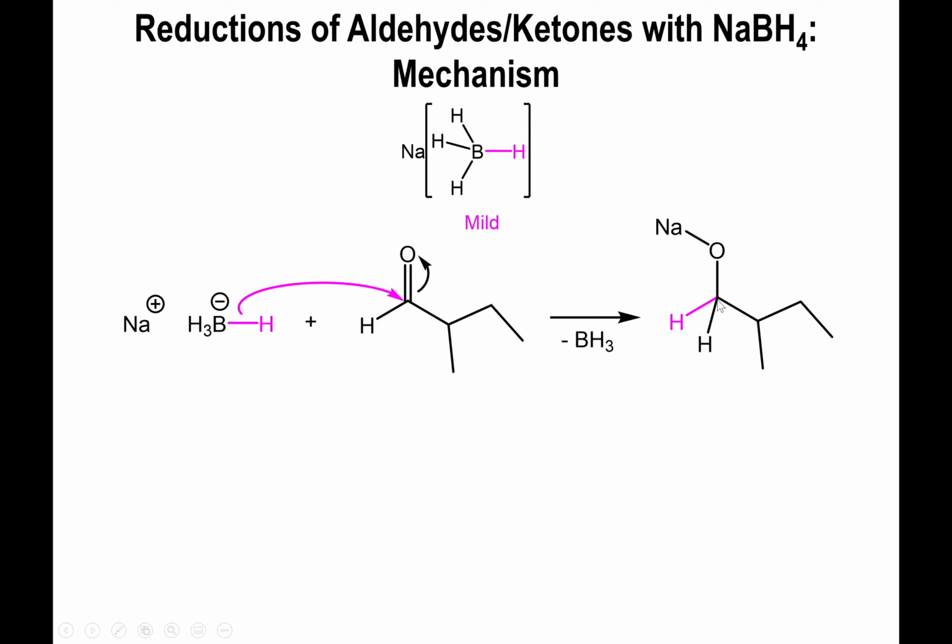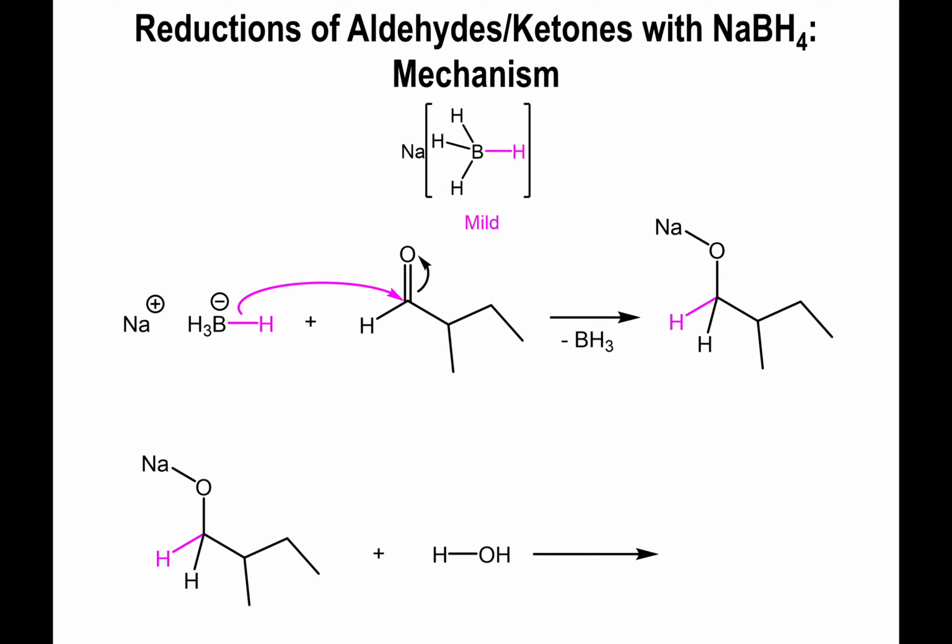This is no longer an aldehyde, of course. This is now an alkoxide. Notice that now the sodium is associating with a negatively charged oxygen. This is still an ionic bond, so keep that in mind. This could easily be written as sodium plus and O minus with the 3 lone pairs around the oxygen.